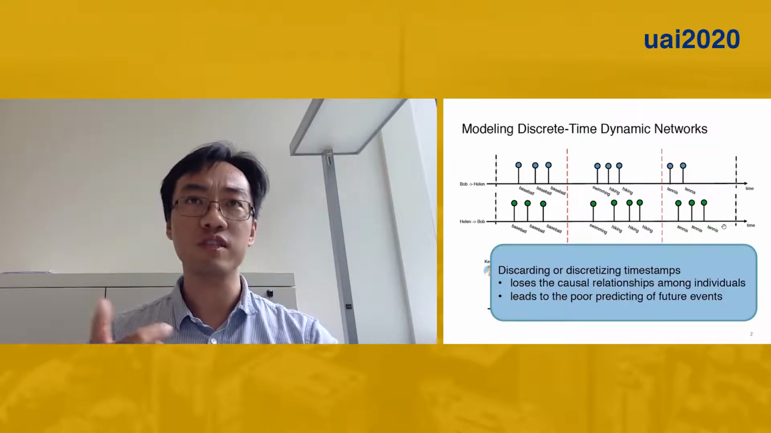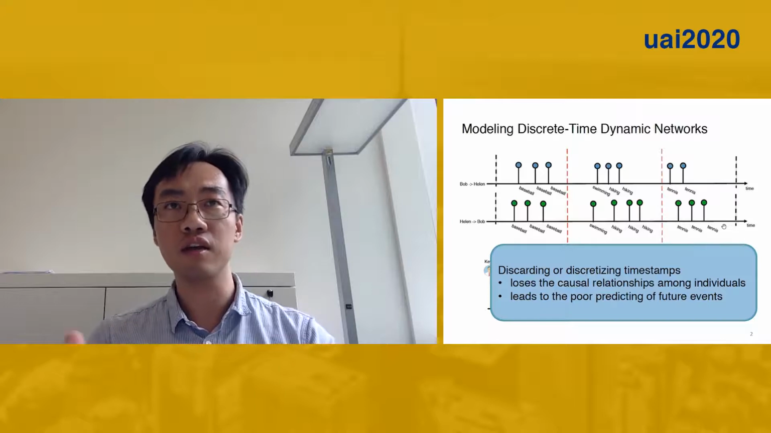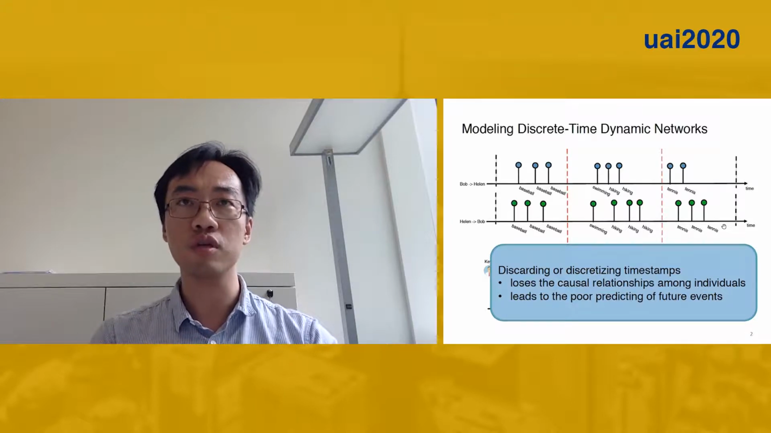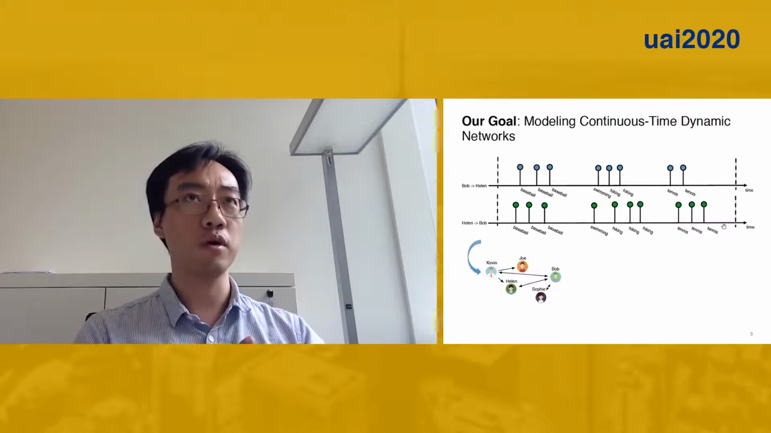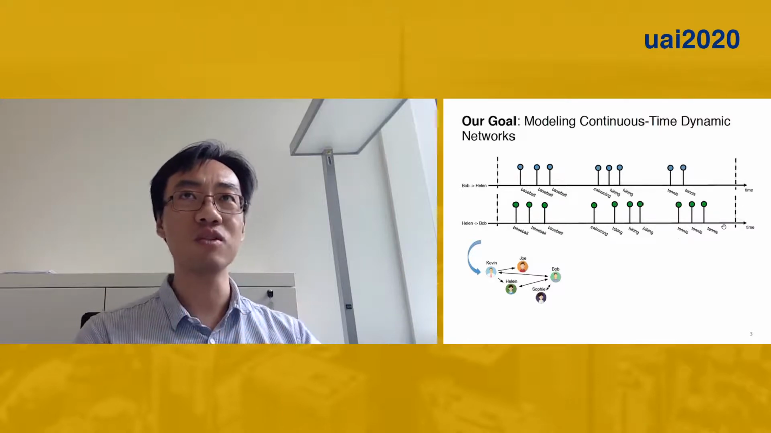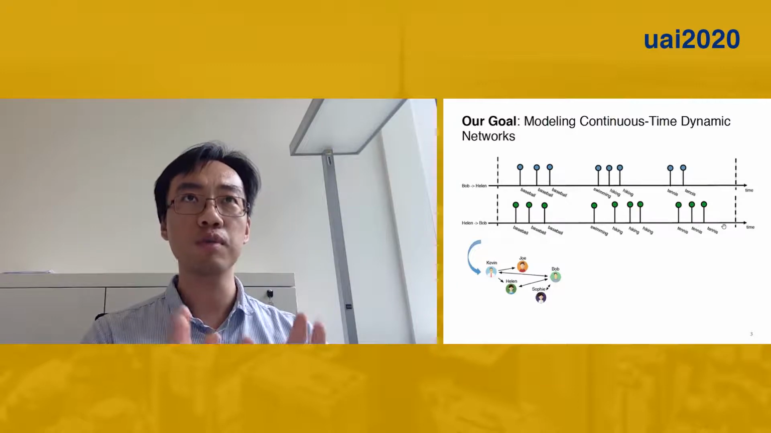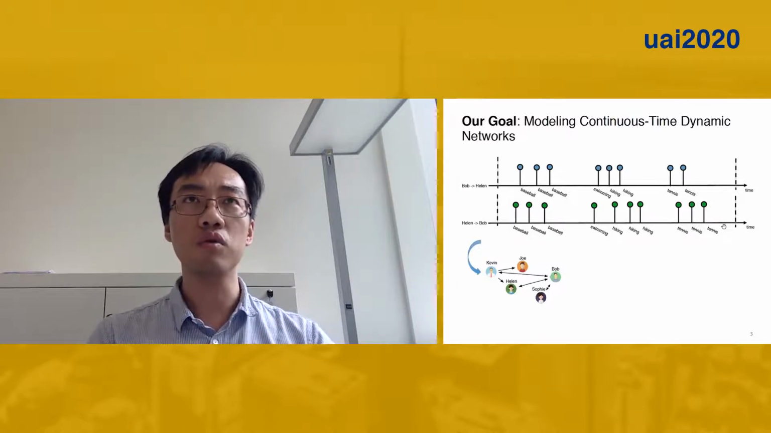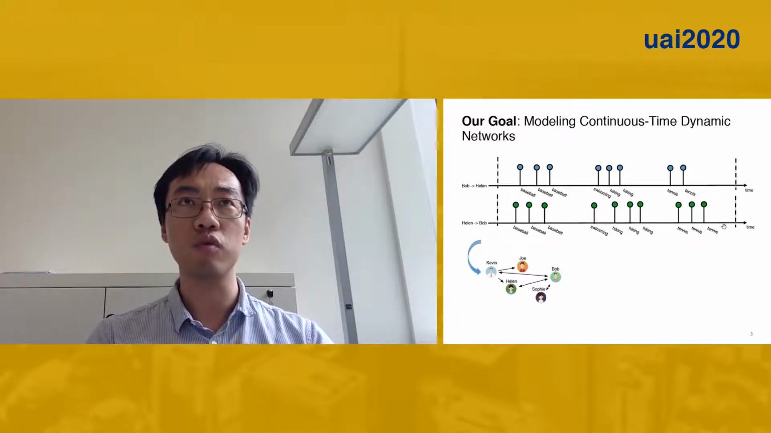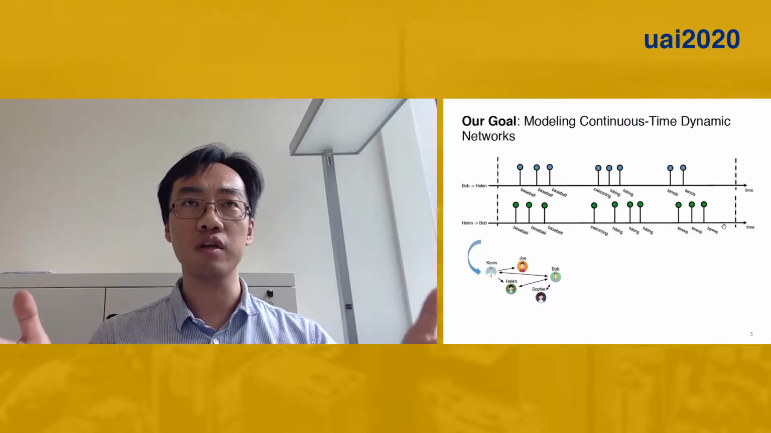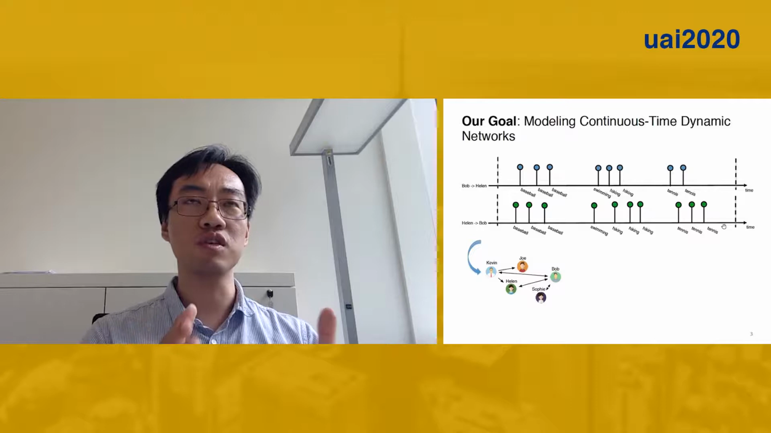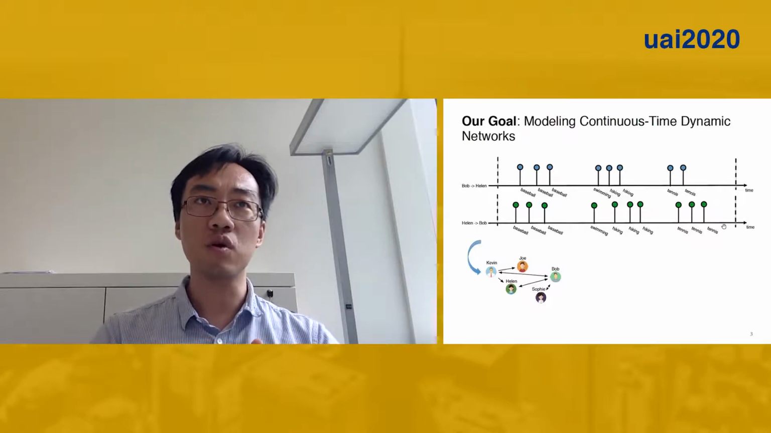However, discarding or discretizing the time steps may lose a lot of information for us to infer the underlying causal relationships among the individuals, and that can lead to poor prediction of future events. So in this paper, our goal is to model continuous time dynamic networks. In particular, we are interested in modeling the underlying latent community structure behind this temporal interaction events data and learning how this latent community structure influences the reciprocating interaction dynamics among the nodes.